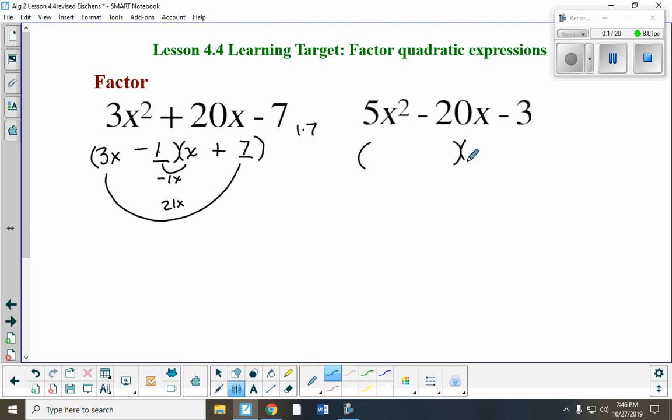And we'll do another. 5x times x, and for the 3, it's either going to be 1 and 3, so we'll try that. Well, that's 15x and 1x. That did not work. We'll switch those. 3 and 1, that would give us 5x on the outside and 3x on the inside, which is 8, and that's not going to work. This one cannot be factored.